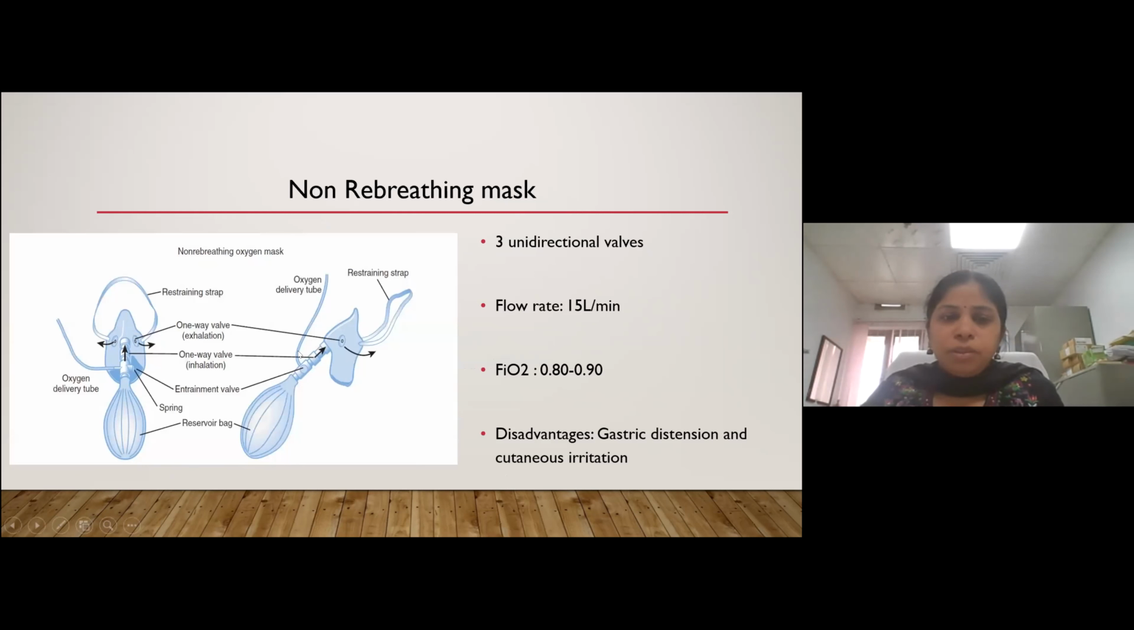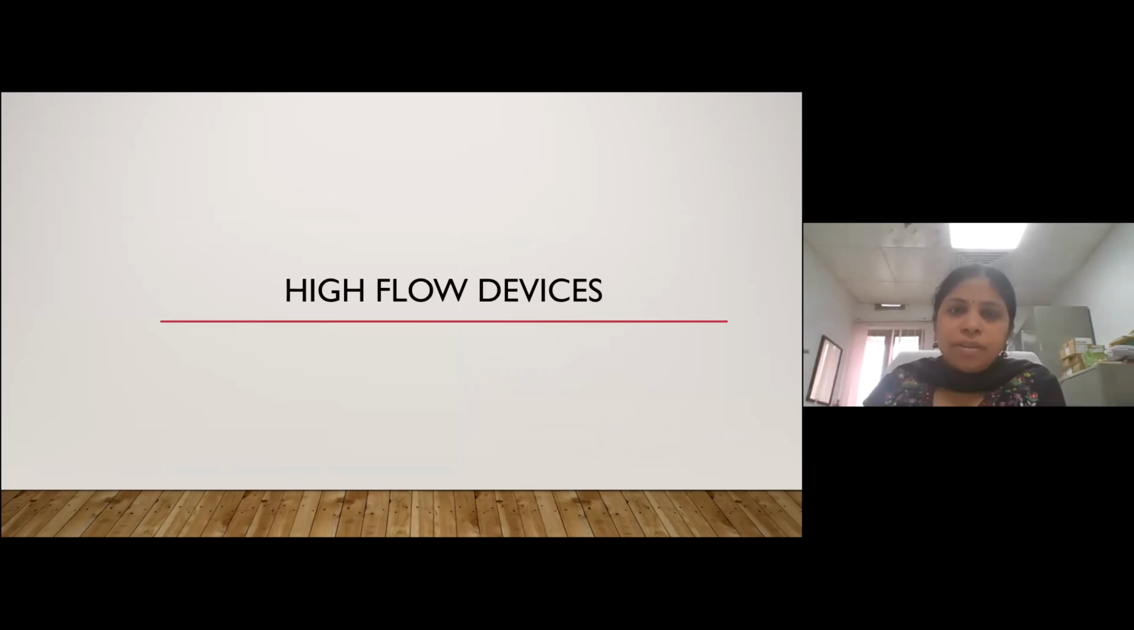Then coming to the non-rebreathing mask, these masks have valves in these ports. So these are expiratory ports, and the reservoir also has a port. This reservoir only contains oxygen, and it is important that while we attach this mask to the oxygen, we should look for the inflation of this bag. Otherwise, all the advantages are lost. So we should keep checking that this reservoir is getting inflated with the oxygen delivery, and flow rate is mostly around 12 to 15 liters per minute. So FiO2 of 80 to 90% is generated with these masks, and they are mostly used in severe hypoxemic conditions.